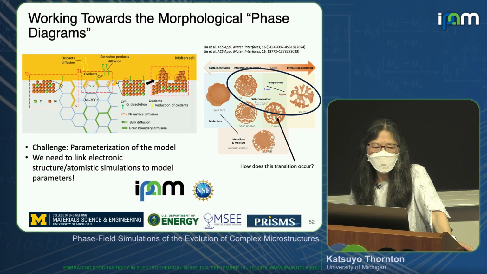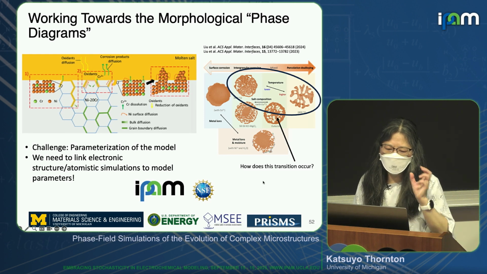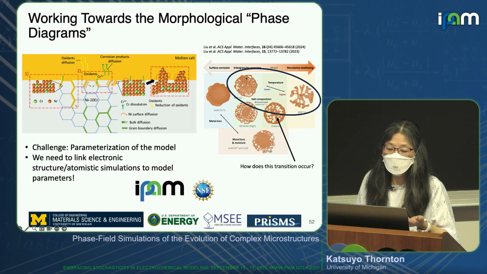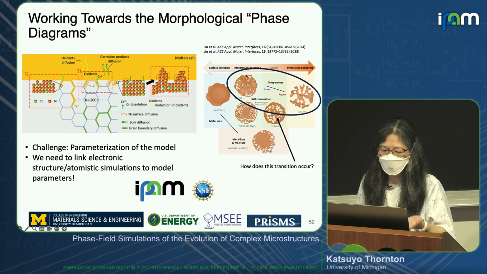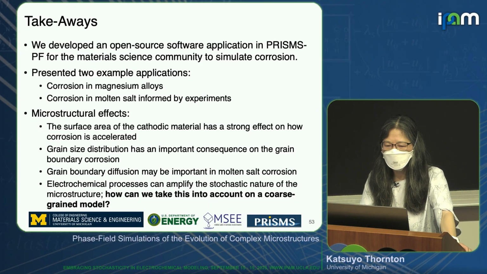So we are working towards the morphological phase diagram of metals in molten salt. So it's going to depend on what material they are. It's going to depend on whether the salt has some impurities, and it definitely depends on temperature. So that's where we are. This is where we want to get to.